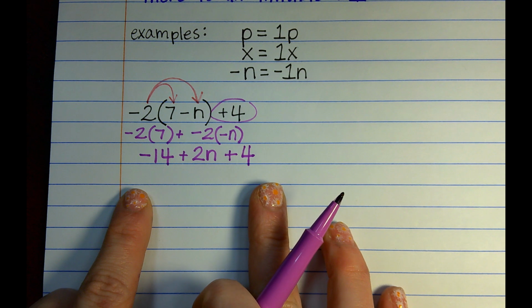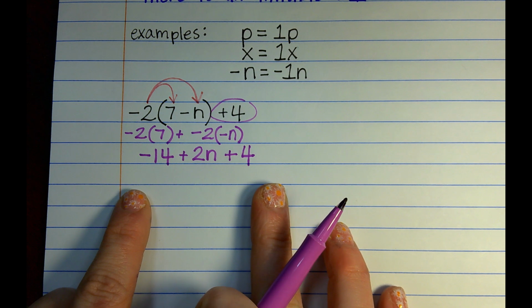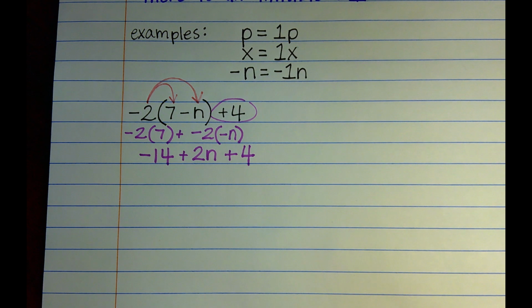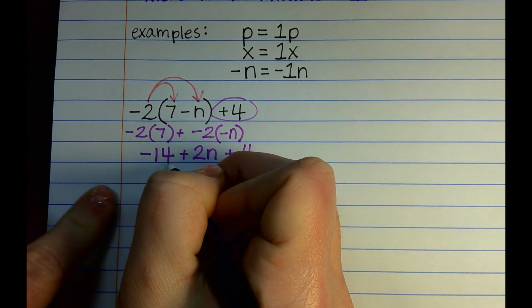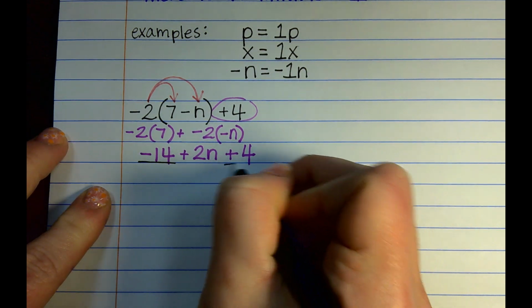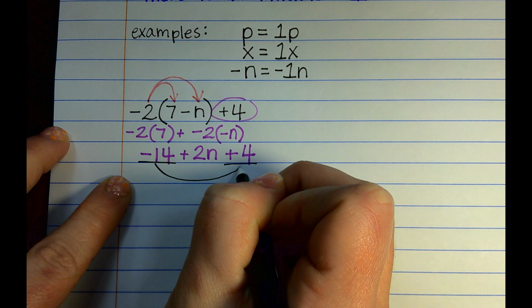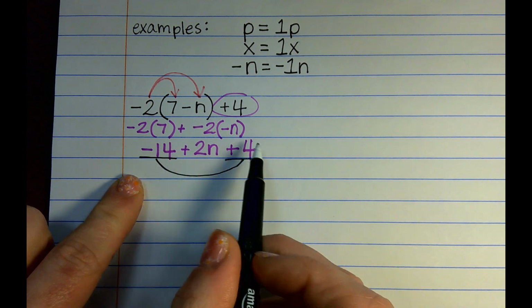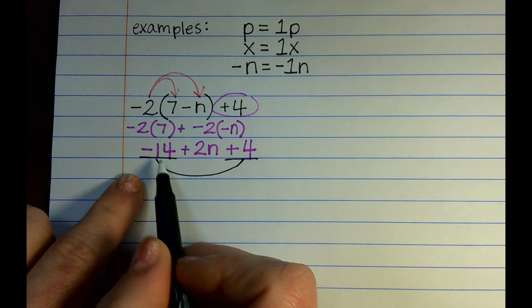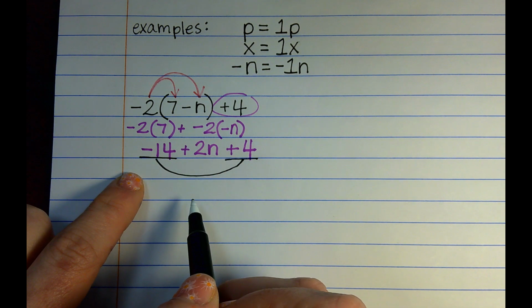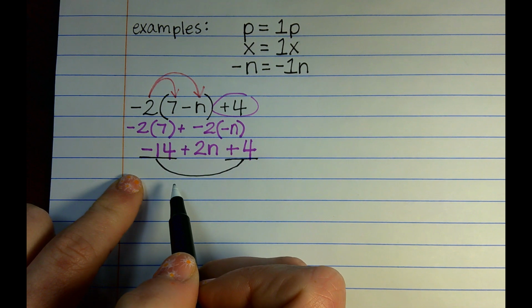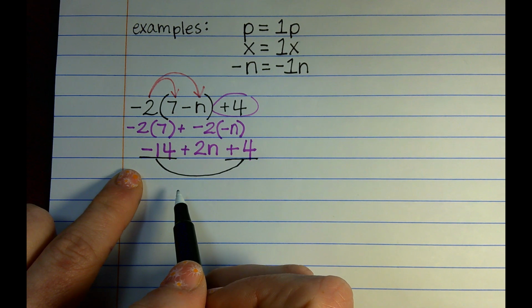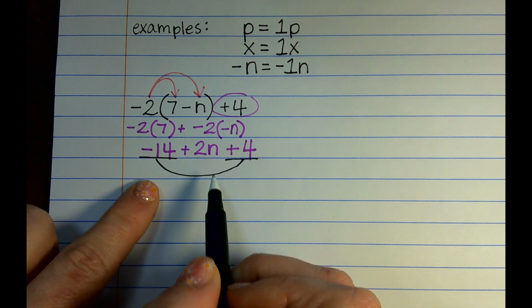But are we done? No. What do we need to do now? Take the -14 plus 4. Yes, we still have like terms that need to be combined. I have -14 and I have plus 4. What happens there? You're adding. -14 plus 4 gives you -10. Ooh, two different answers. I'm hearing -18, I'm hearing -10. Which one is it? -10.